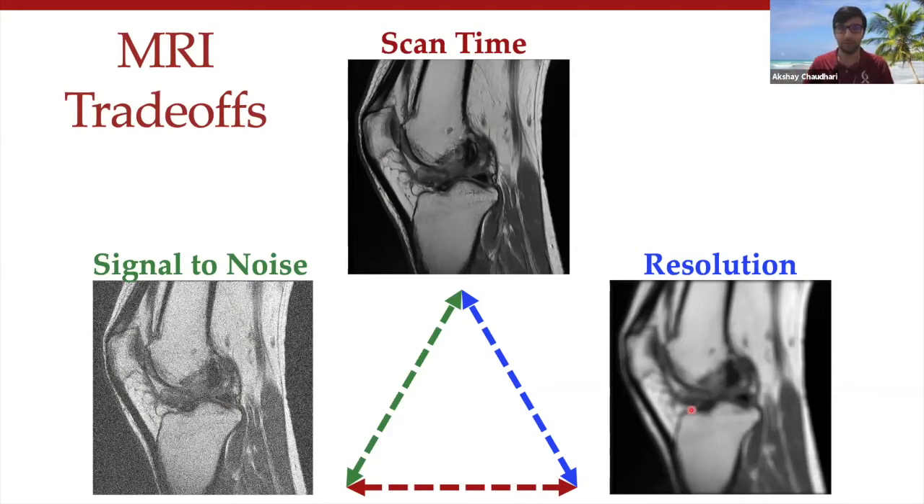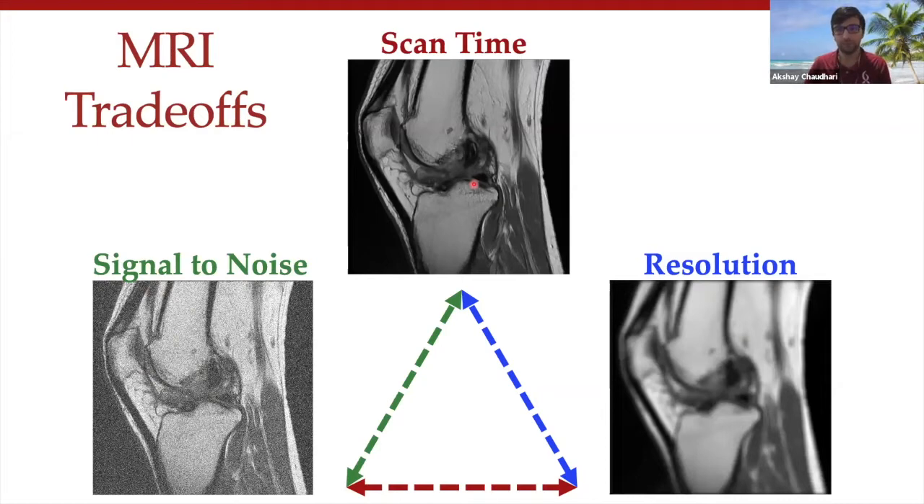And from a diagnostic imaging setting, we want images with as high a resolution as possible and enough signal-to-noise ratio so that we can actually interpret these images accurately. But since we want to optimize for both SNR as well as resolution, then we always have to compromise on scan time. And this is one of the biggest reasons why typical MRI protocols require long scan times.